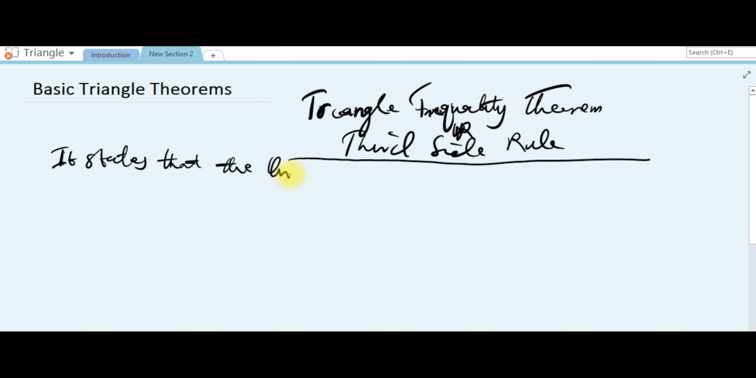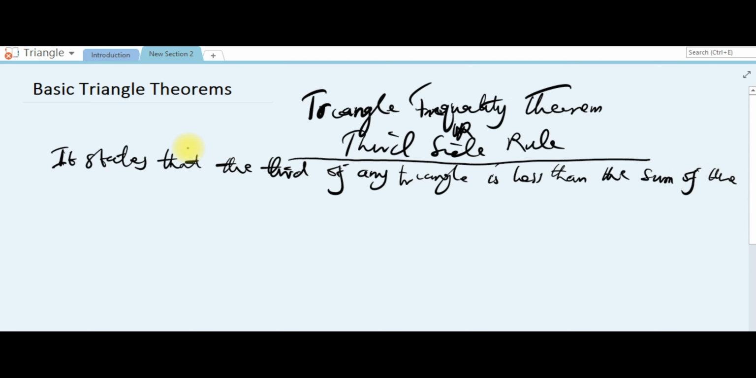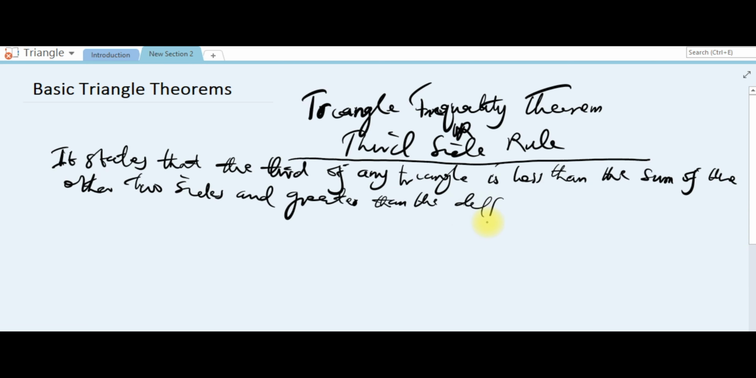So it states that the third side of any triangle is less than the sum of the other two sides and greater than the difference of the other two sides.